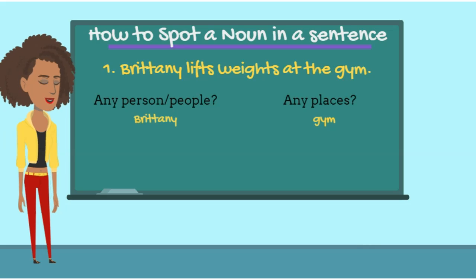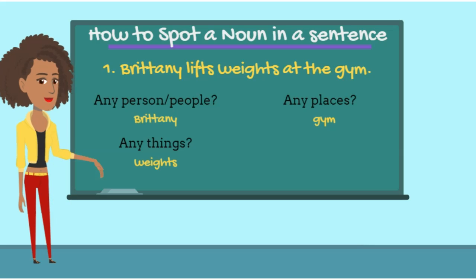Third, we ask what words in the sentence are things. Yep, you got it again. Weights are things. And last, we ask what words in the sentence are ideas. Right, there are no ideas in the sentence. So, we've spotted all the nouns in this sentence. Awesome.